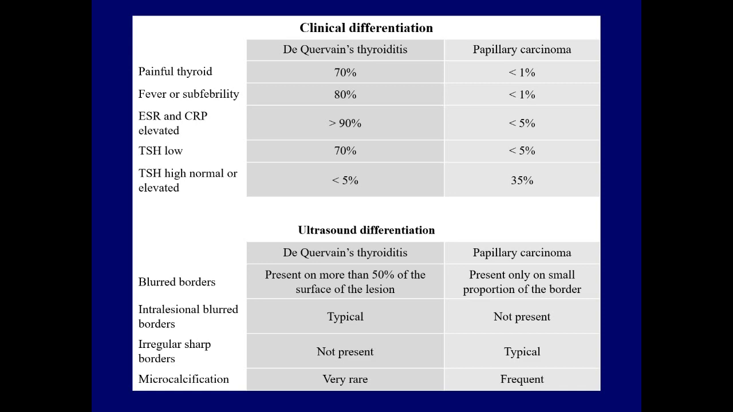Around 20-25% of patients lack this pathognomonic presentation: the thyroid is only tender, only subfebrility is present. In such cases, the main differential diagnostic problem is the differentiation between subacute and Hashimoto's thyroiditis.